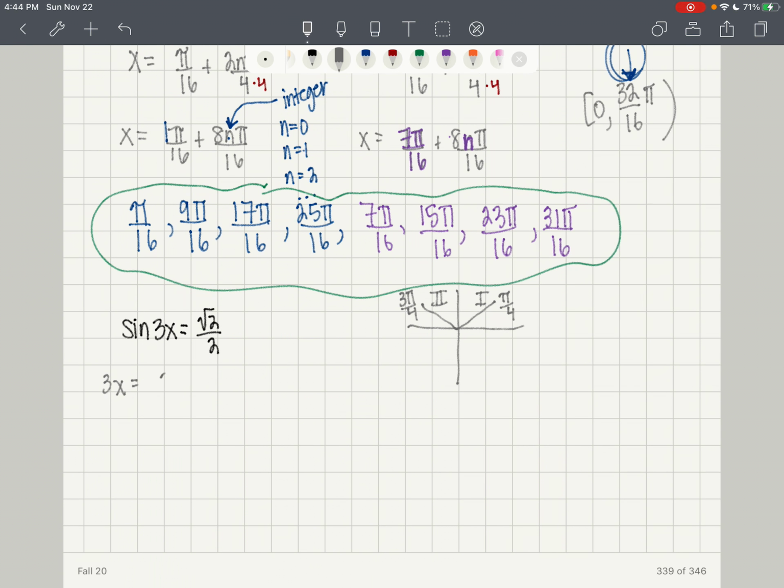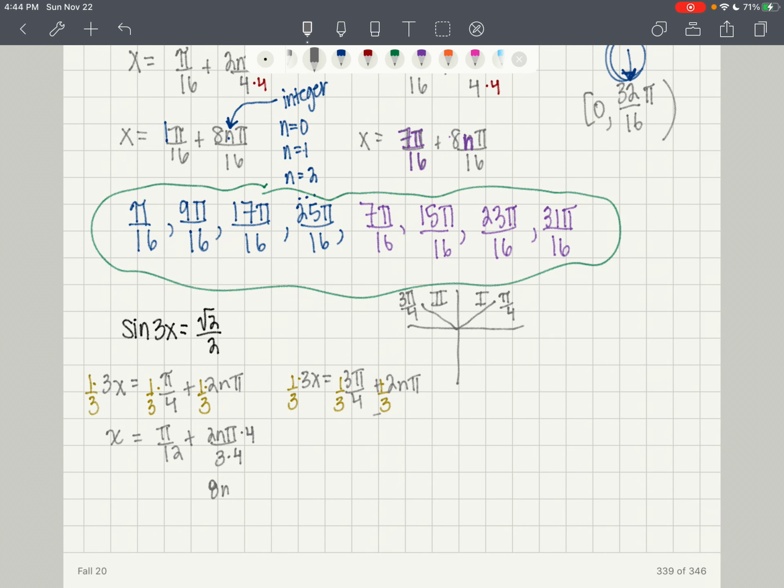So the angle 3x has to equal pi over 4 plus 2n pi and 3 pi over 4 plus 2n pi. We're going to solve for x by multiplying each term by 1/3. I'll do that in both equations. That's going to give us x equals pi over 12 plus 2n pi over 3. And that's going to give us 8n pi over 12. And here we'll have x equals 3 pi over 12 plus, again, 8n pi over 12, because we already know that 2n pi over 3 is going to become 8n pi over 12.